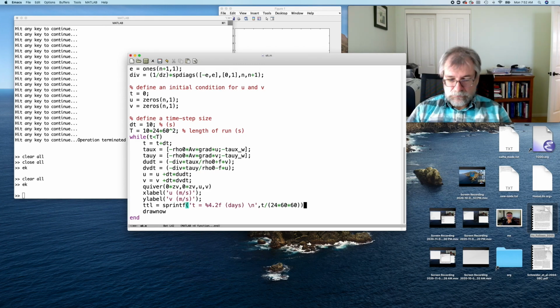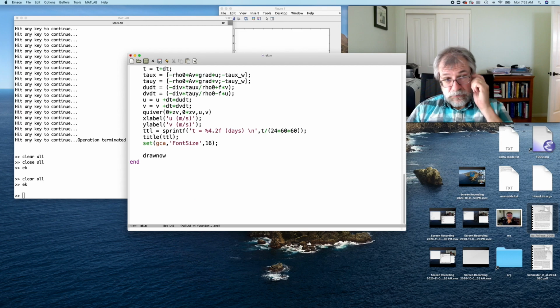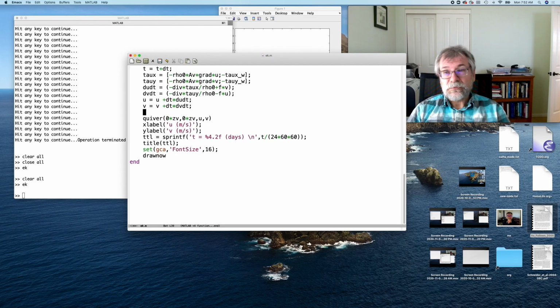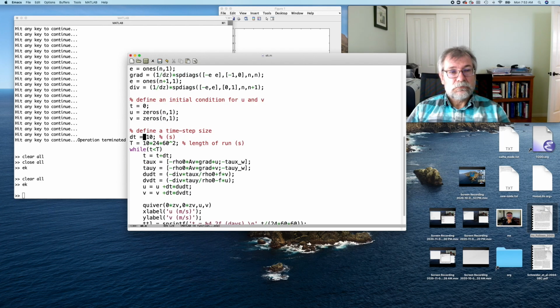Like that. And then title is TTL. And set GCA font size 16 so we can see. And then draw now. I don't need to do every single time point because it kind of evolves slowly. So I'll do this every, let's say every 10 time steps. Or maybe every 6 time steps, every minute.